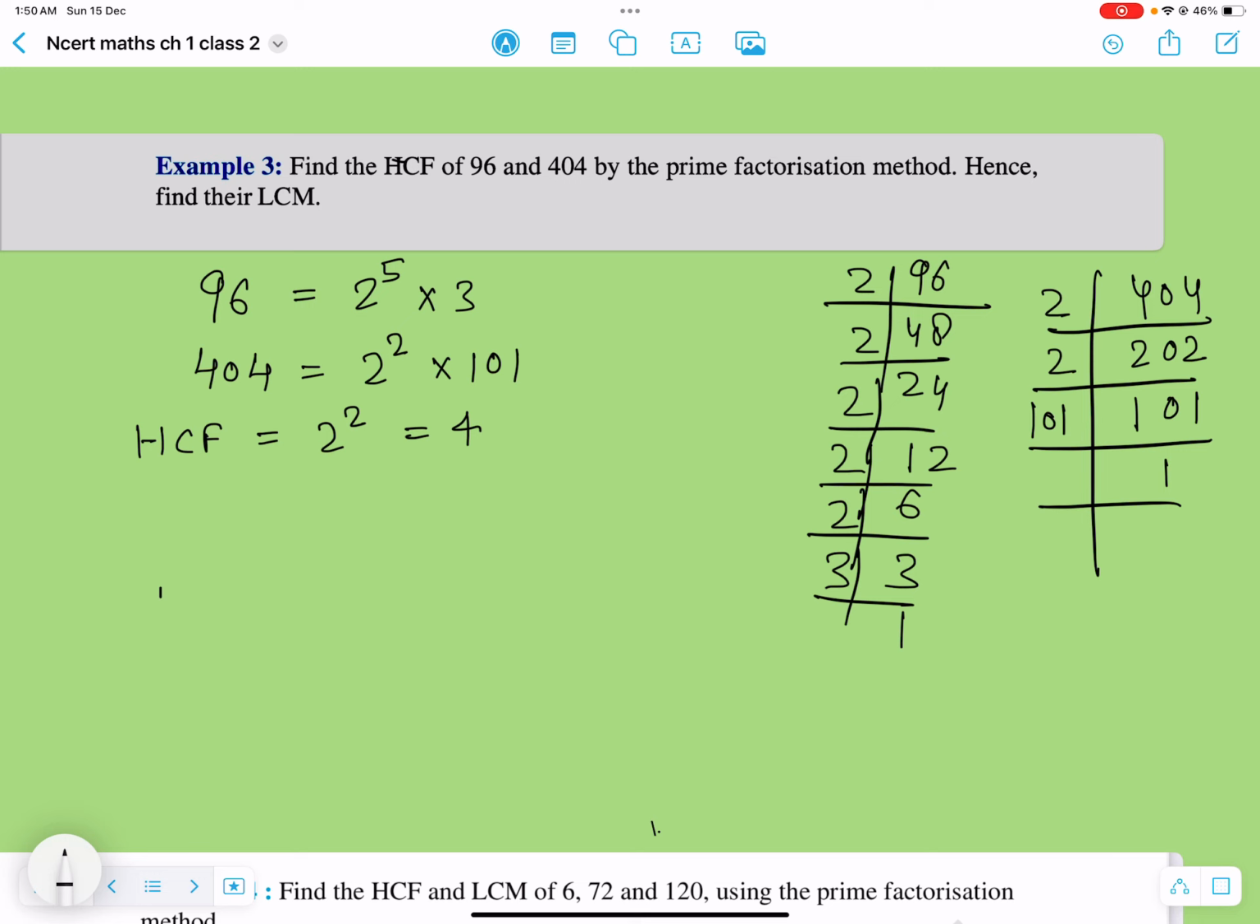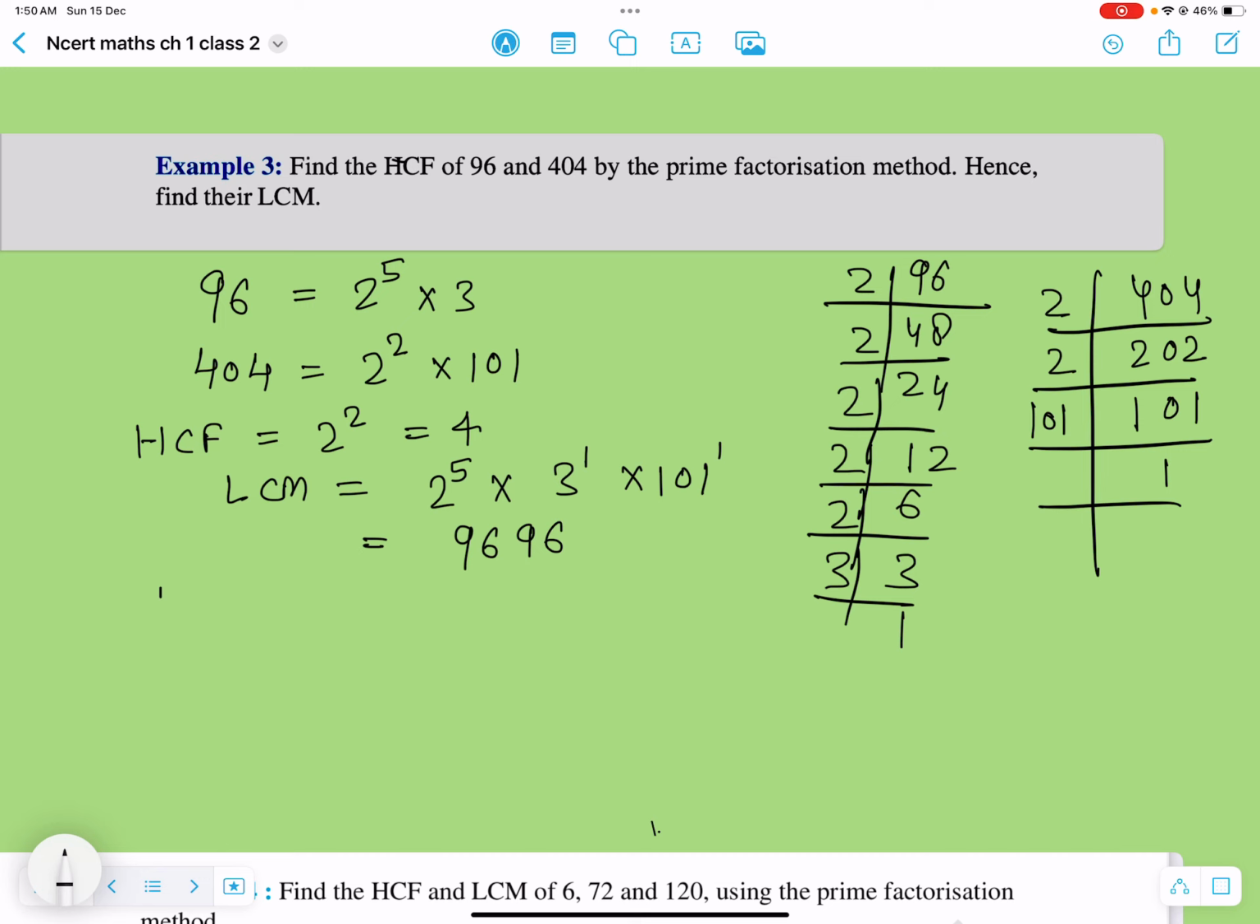You can go with the prime factorization method. So you can say LCM is your unique factors. So unique prime factors are 2, 3, 101, and then their highest powers. So 2's highest power is 5, 3's highest power is 1, and 101 highest power is 1. So when you do that, then the answer would be 9696. Obviously, it's in your books. I'm not going to do the calculations.